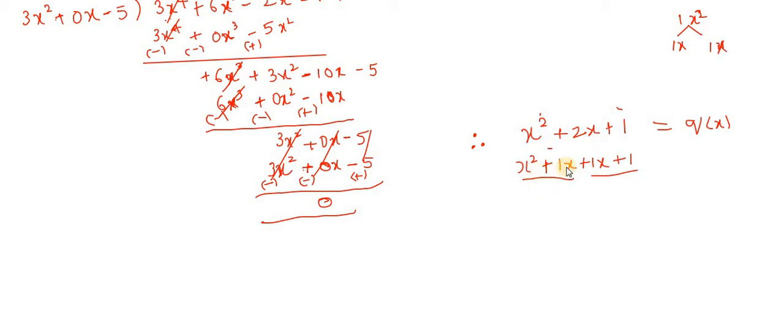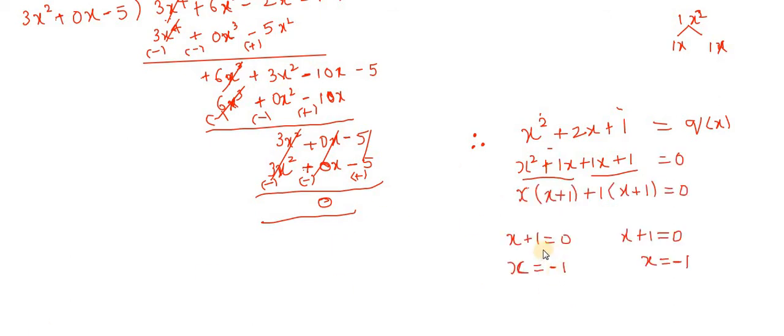So group this. Here x is common and here 1 is common. If we take out x and 1 as common, we remain with x plus 1 equal to 0 and x plus 1 equal to 0. So x is equal to minus 1 and x is equal to minus 1 are 2 more zeros.